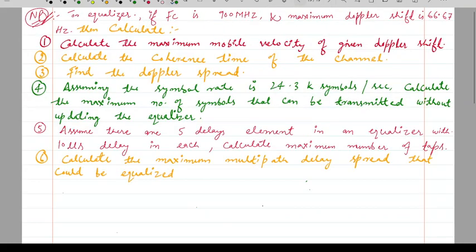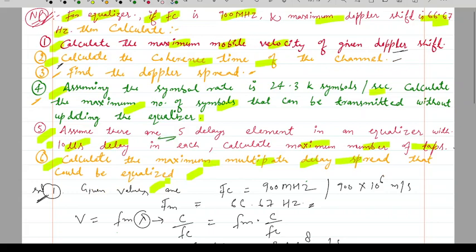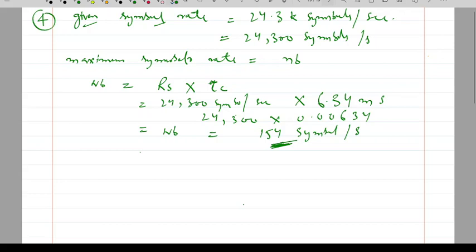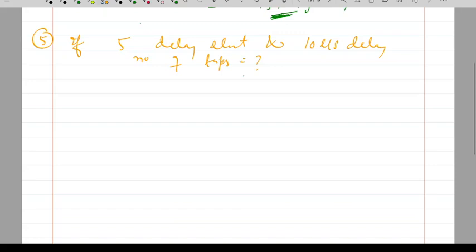So let's move to the 5th part. Assume there are 5 delay elements in an equalizer with 10 microsecond delay in each. So calculate the maximum number of taps. Let's solve this diagrammatically. If there are 5 delay elements and each has 10 microsecond delay, then how many taps are there? That we will solve here.